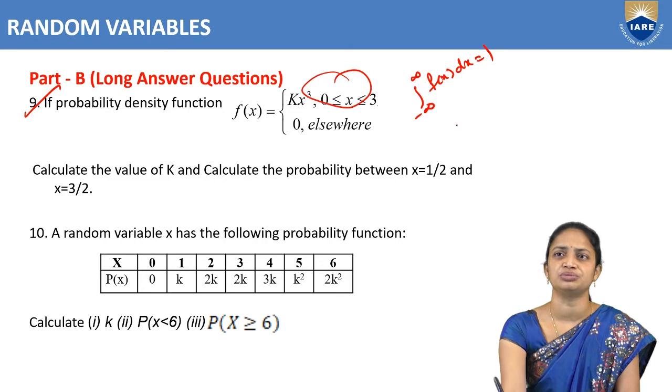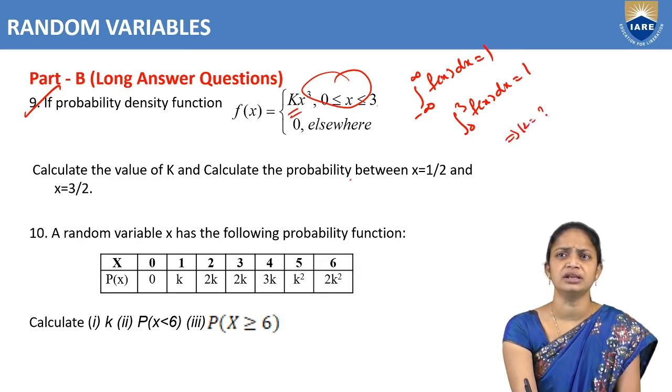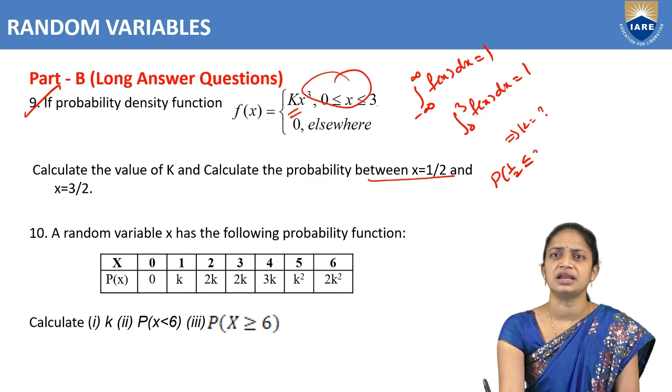Here the limits are 0 to 3. So directly we can write the integral of f of x dx equal to 1. From that we can calculate the k value. Okay. Then also we can find the probability that 1 by 2 is less than or equal to x less than or equal to 3 by 2. That means we need to calculate the integral from 1 by 2 to 3 by 2 of f of x dx.